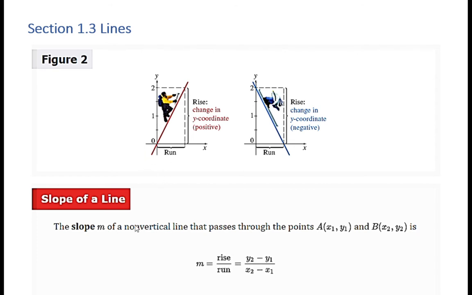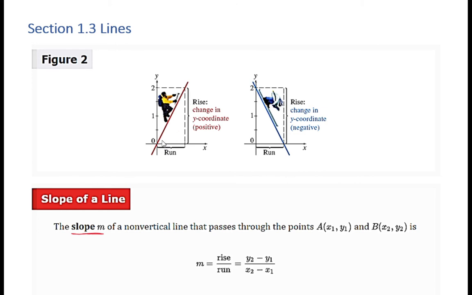So we define the slope of a line. We use the letter m to be the change in y divided by change in x. And the order is important here. It's kind of like you're moving from left to right. You're looking at the run, which is the change in x from left to right, and the rise, which is the change in y from that first point to the second point.